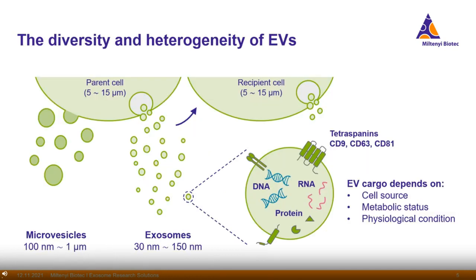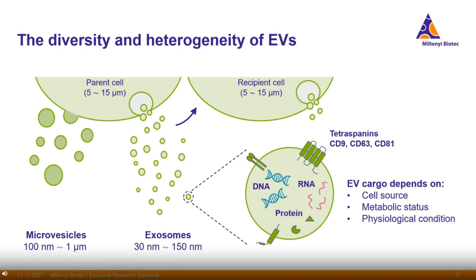Okay, so what exactly are EVs and why are they so interesting? EVs are, as I mentioned before, membrane-surrounded vesicles that are secreted to the extracellular space from every cell type. They can be classified into exosomes and microvesicles based on their biogenesis. While exosomes are generated by fusion of multivesicular bodies with the plasma membrane, microvesicles bud from the plasma membrane. And the size of these vesicles varies between 30 nanometers and 1 micrometer, exosomes usually being smaller than microvesicles.